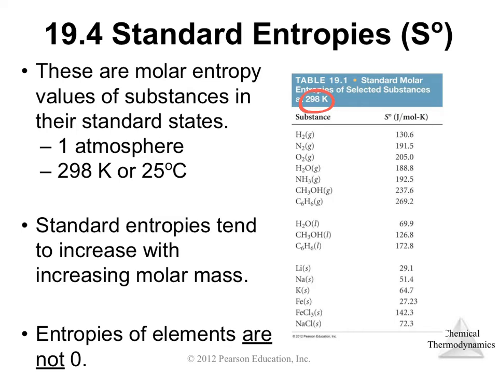They tend to increase with increasing molar mass. Again, that's because of those microstates. And then entropies of elements are not 0. So with enthalpies, that was their natural state. They were 0. Entropy has to do with that movement and that randomness. And as long as we're not at absolute 0, everything has movement, which means that everything is going to have an entropy. So let's look through our list.